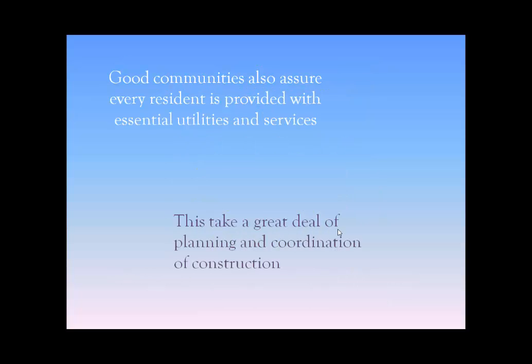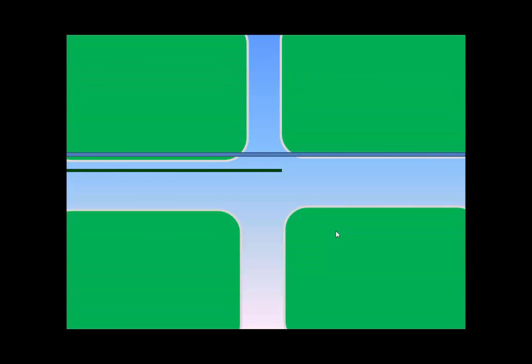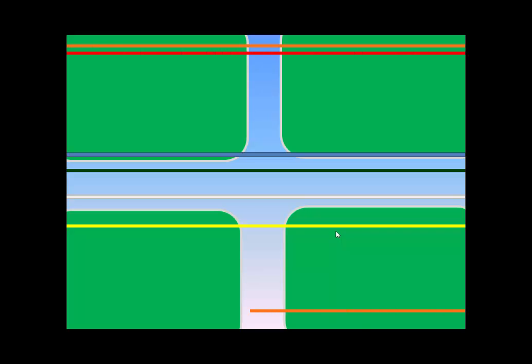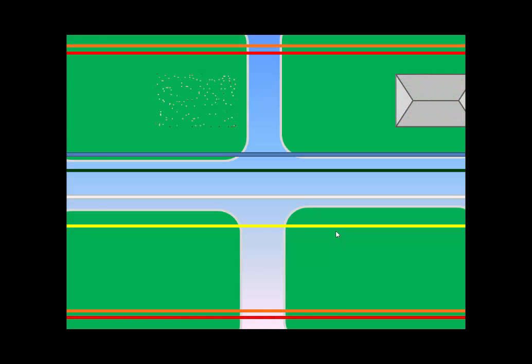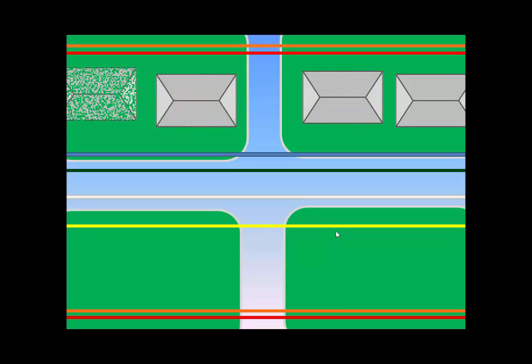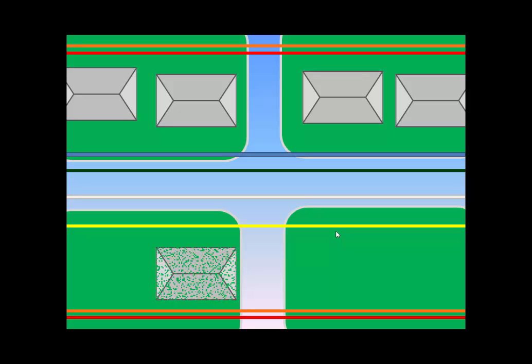Good communities also assure every resident is provided with essential utilities and services. This takes a great deal of planning and coordination of construction projects. As the neighborhood develops, water, sewer, gas, electric, and streets are installed and added. As each house is built, it is then connected up to the services that are provided by the utility providing that service.